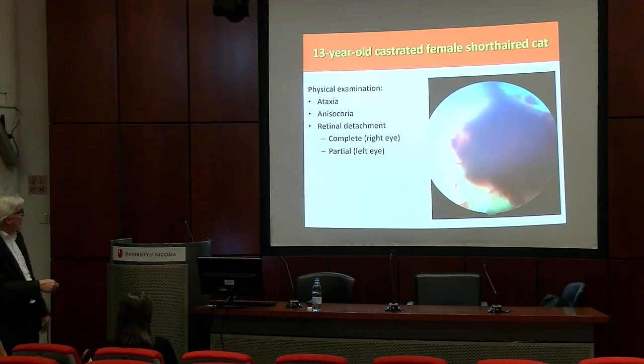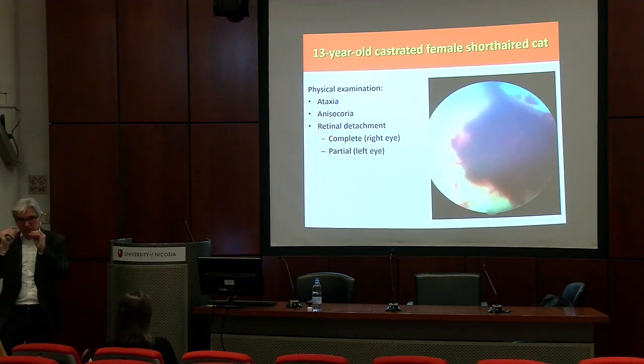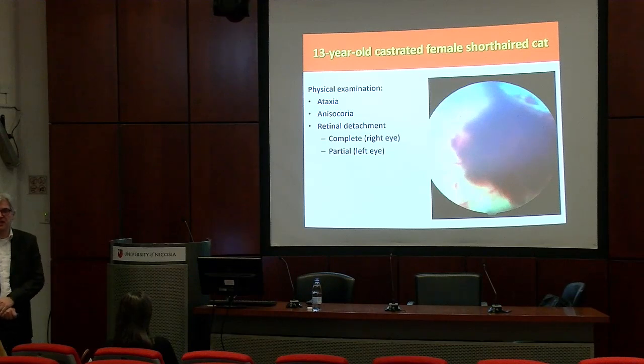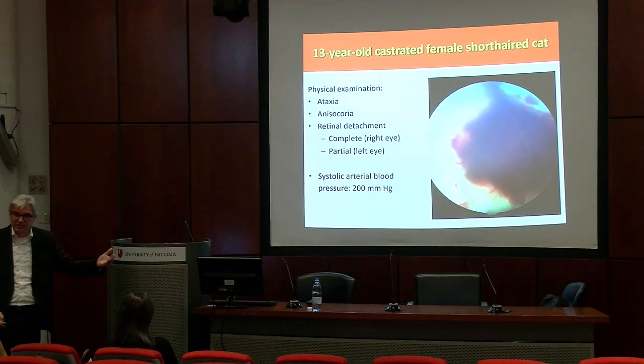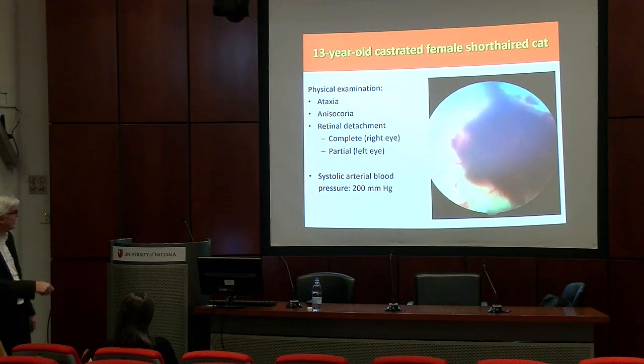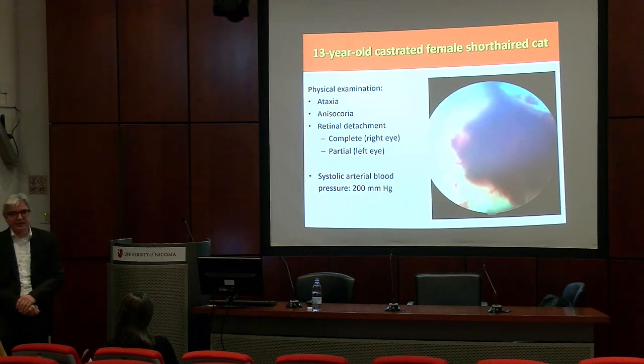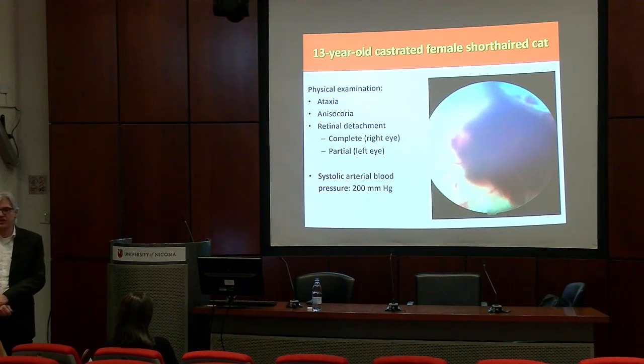Ophthalmological examination revealed that there was retinal detachment, which was complete in the right eye and partial in the left eye. That was the reason that there was a difference in the size of the pupils. Of course, then the next step should be to determine the blood pressure. We did it with the Doppler technique, and it appeared that the cat had a systolic arterial blood pressure of 200 millimeters of mercury. So clear that we are dealing with arterial hypertension in this cat.